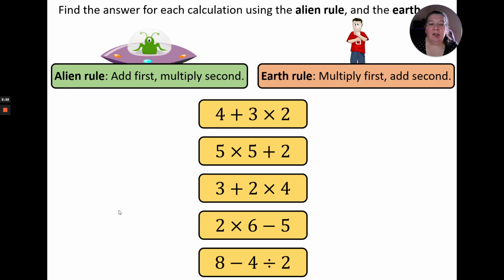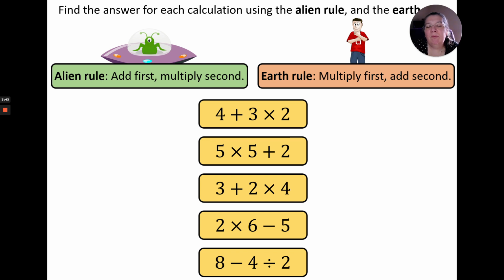Now, let's have a look. Let's try and see what these problems could be. We're going to do all of these sums using both the alien rule, which says add first and multiply second, and then we're going to try it with the Earth rule, multiply first and add second.